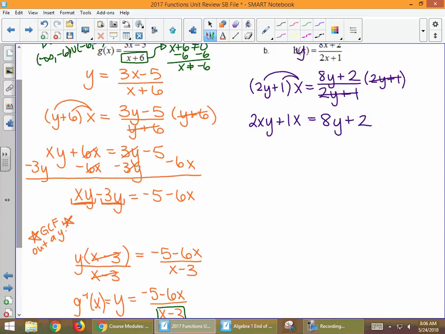And then we need our y terms on one side and our other terms on the other side. I think it's very easy to get caught up with, oh, but I want my x's together. We don't really care about our x's. We're solving for y. So I'm going to move my 1x over and move my 8y over.